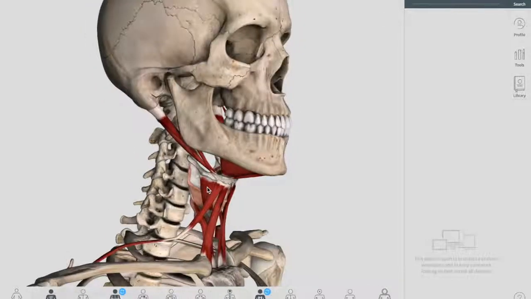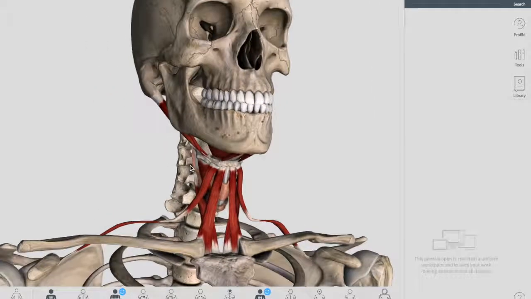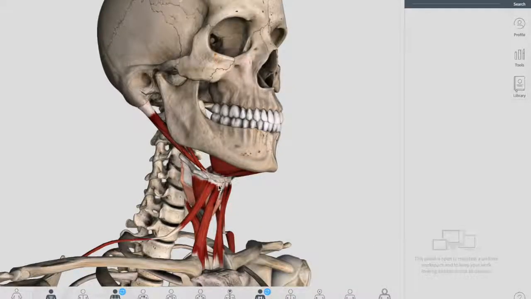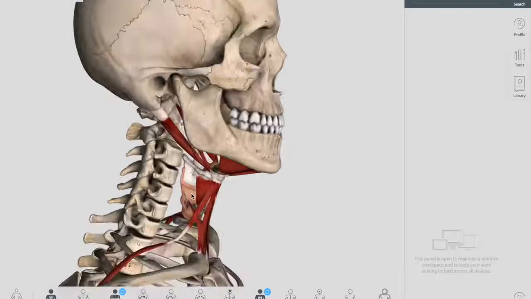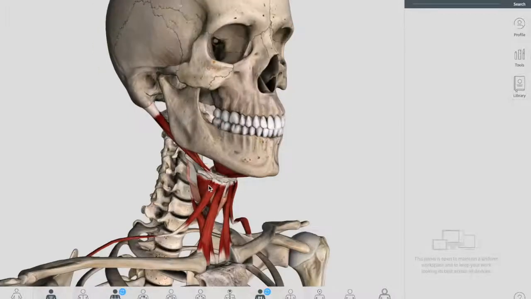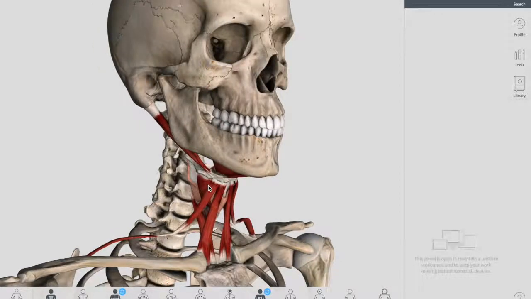In the picture you're watching, or the 3D model, I only showed the extrinsic muscles. First we'll discuss the extrinsic muscles. After that we'll move inside and I will show you the intrinsic muscles. So remember the extrinsic muscles. They are very easy to remember.